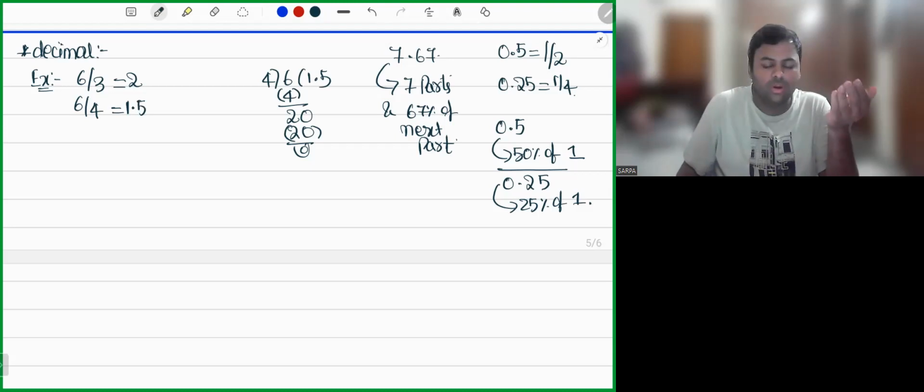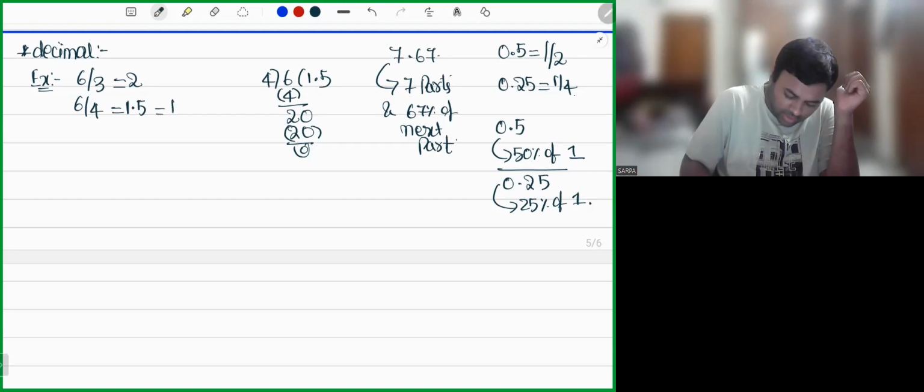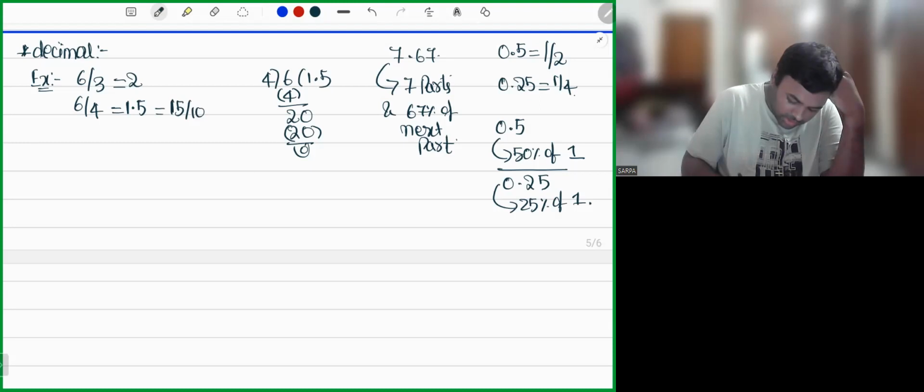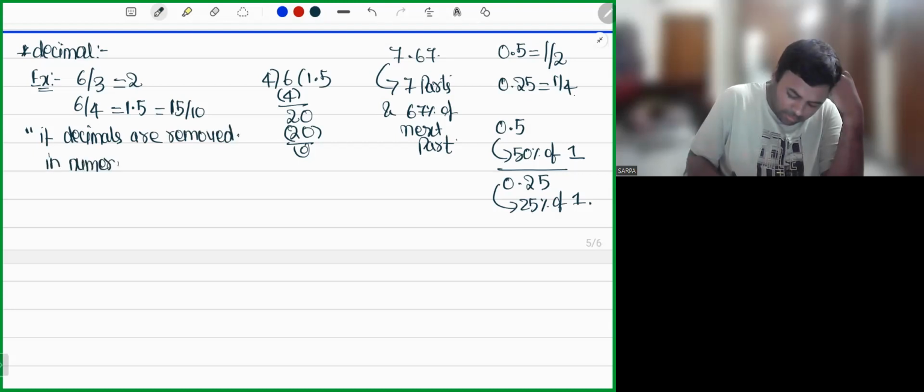Now 1.5, you want to convert back into a fraction. You will write it as 15 divided by 10. Remember this. If decimals are removed in the numerator, multiples of 10 come in the denominator.